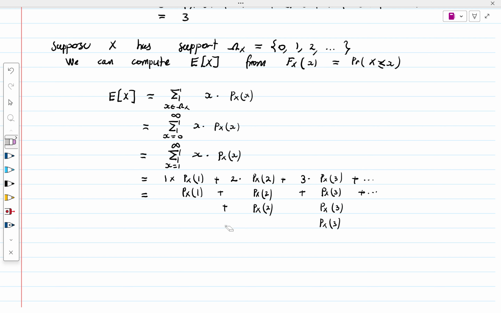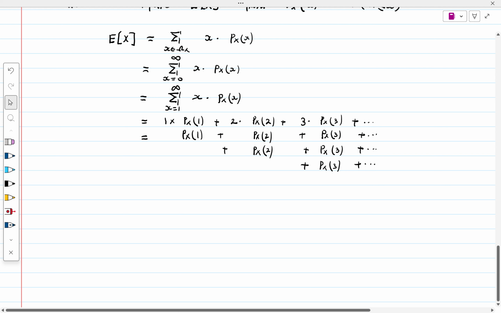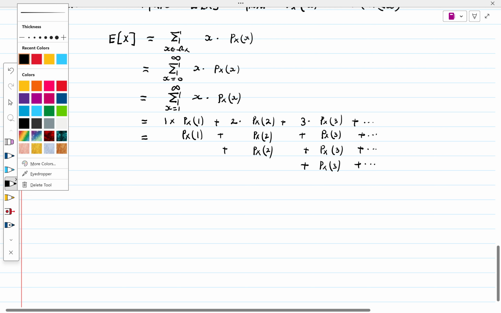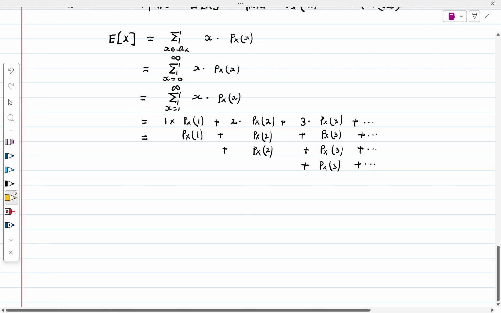If I go back, I'm still adding them all together. I'm just splitting them out in this way so that we can recognize the pattern. All right, now we're cooking with some level of gas, because now that I've split it out in this way, I want you to notice the following pattern.